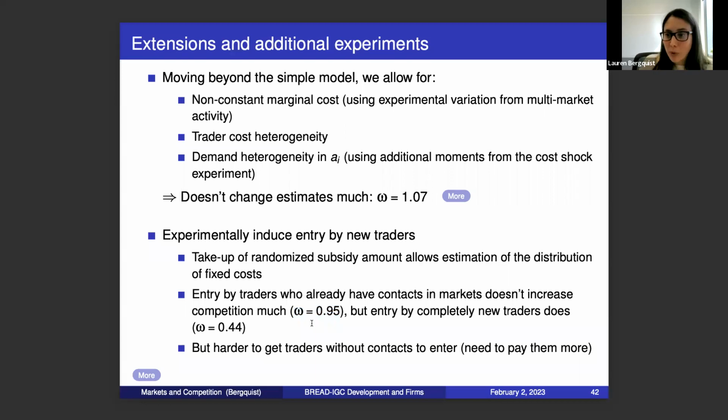On the other hand, entry by completely new traders who don't have any contacts with incumbents or don't know the incumbents at all actually does seem to decrease collusion. So here we actually can rule out collusive behavior, okay? And we can't rule out Cournot. So it does look like entry by new traders increases the degree of competition. But if we go back to those take up results, right, who's most likely to take up, we find it's harder to get traders without contacts to enter. You literally need to pay them more to get them to go. It suggests, right, that having contacts facilitates your willingness to enter.